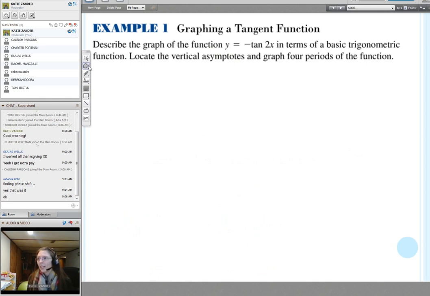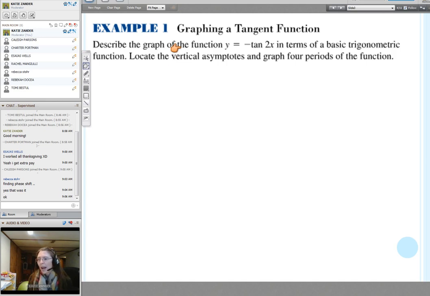All right, let's go ahead and take a look at an example that deals with our tangent function. It says, describe the graph of the function y equals negative tangent 2x in terms of a basic trig function. Locate the vertical asymptotes and graph 4 periods of the function.